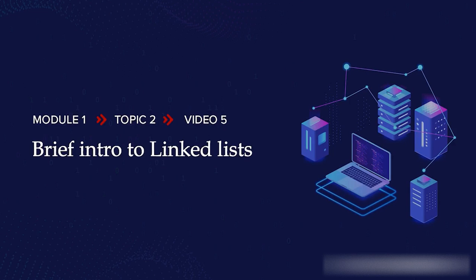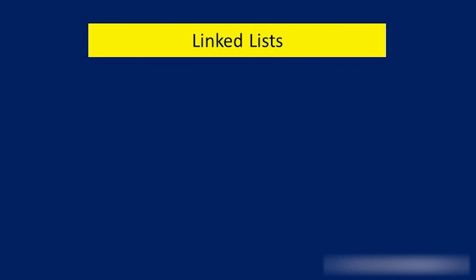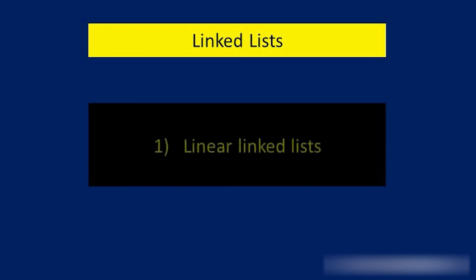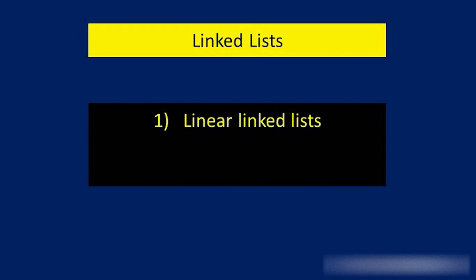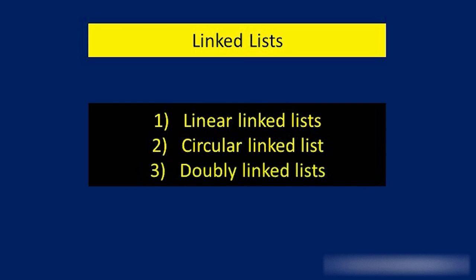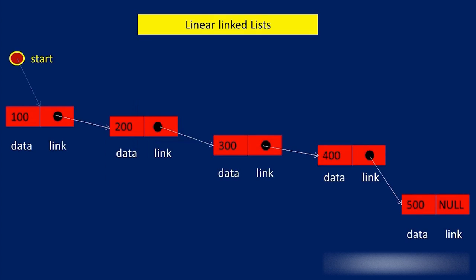See guys, in this lecture I am going to give you a brief introduction to a very important data structure which is called linked list. Basically, first let me tell you, a linked list has three types. It's a linear linked list, then circular linked list, and then doubly linked list. Okay, so there are three types of linked lists.